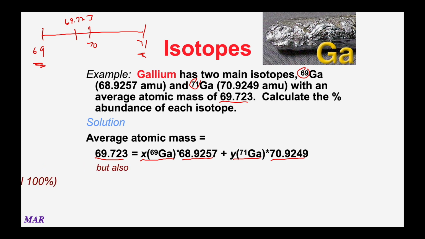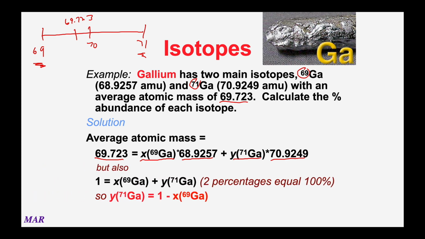And because we have only two isotopes, the two percentages together have to equal 100%. So if you had 50% A and 50% B, that would be 100. Or if you had 90% A and 10% B, that would equal 100. And we only have, in these types of problems, two percentages. 1, which would be the decimal version of 100, equals X plus Y. So Y, we can substitute in then 1 minus X.